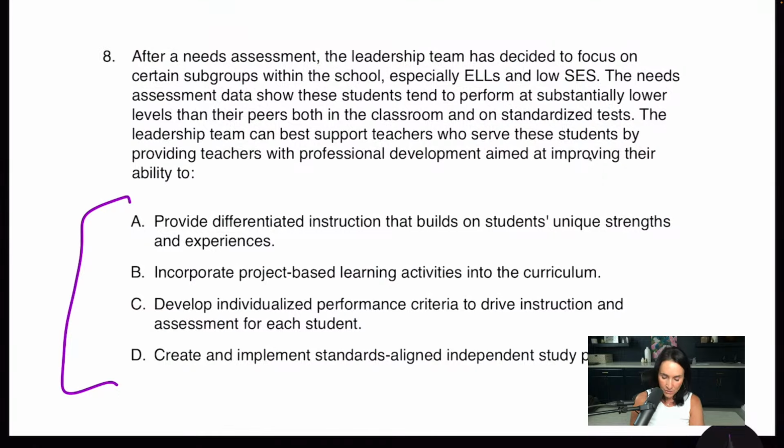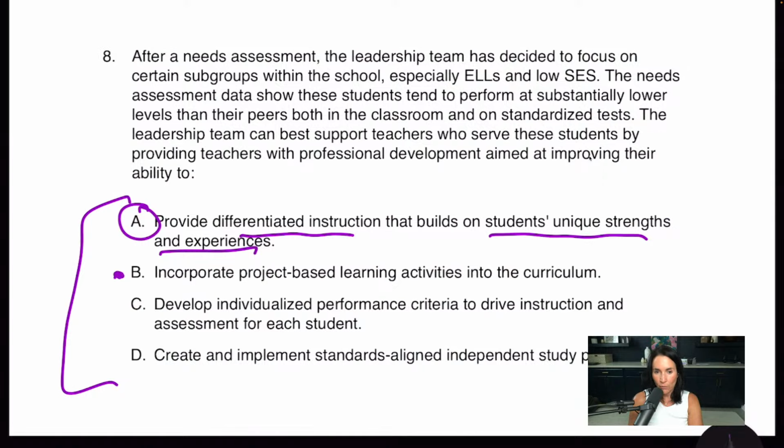Provide differentiated instruction that builds on students' unique strengths and experiences. I love it. Differentiated instruction, students' unique strengths and experiences. It's got all that good instructional leadership stuff. B, incorporate project-based learning activities into the curriculum. Okay, you might say, well, B is good too. It is good, but it ain't great because A is best here so far.